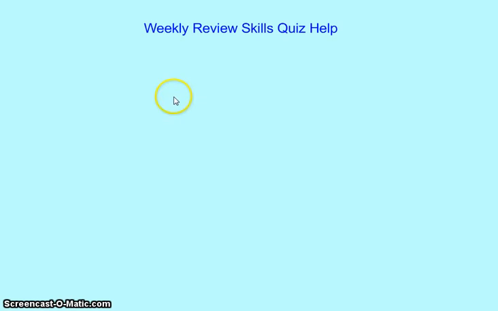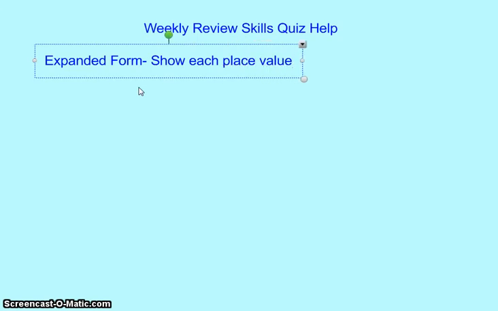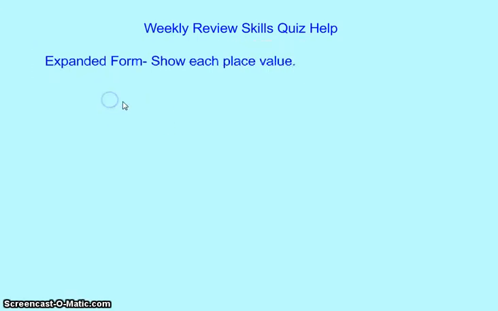So for tomorrow, for your quiz, you will need to know how to write the expanded form for a number. Okay? And if you remember, expanded form is the form that shows each place value. So let's do an example quickly.